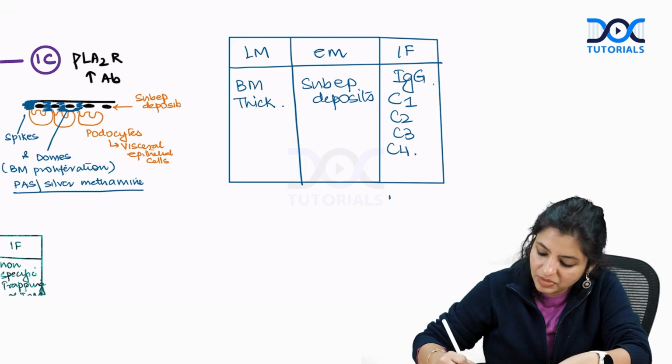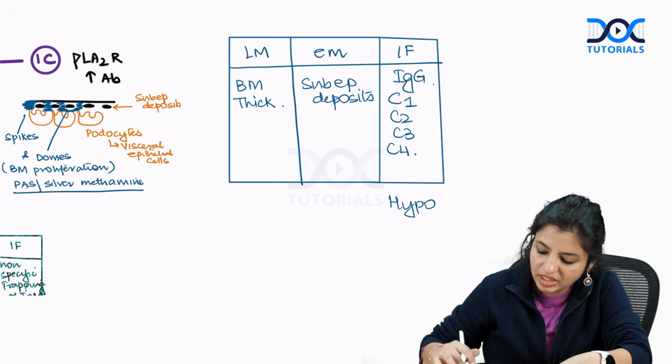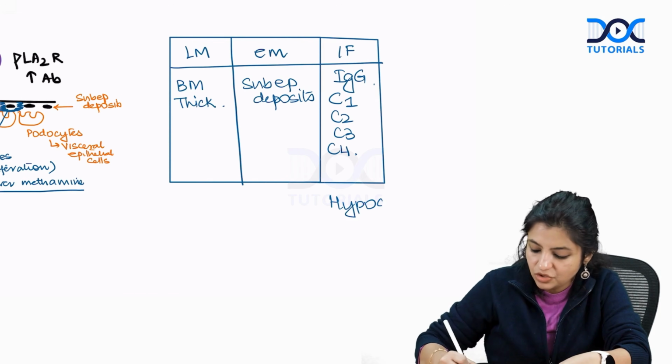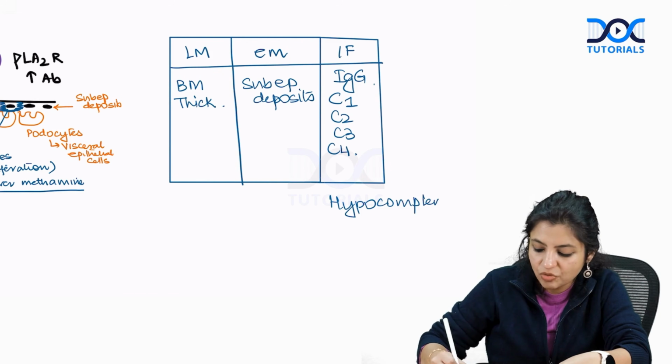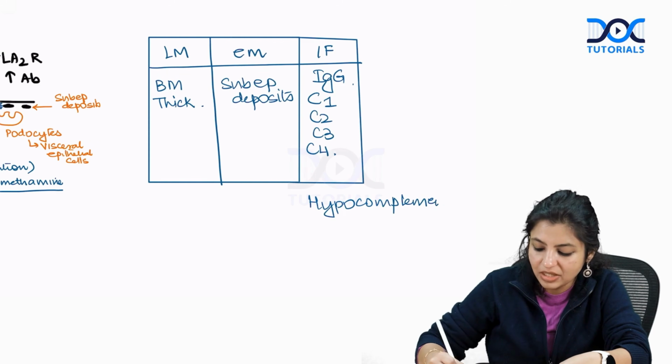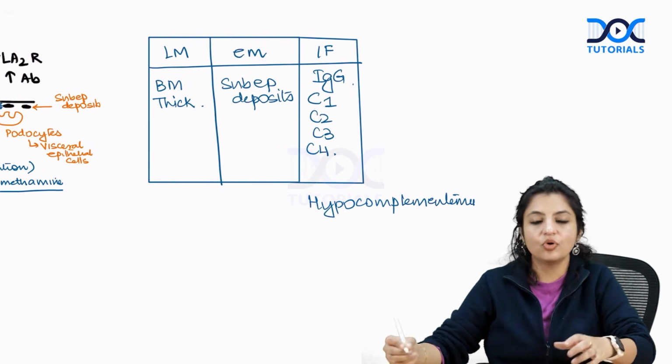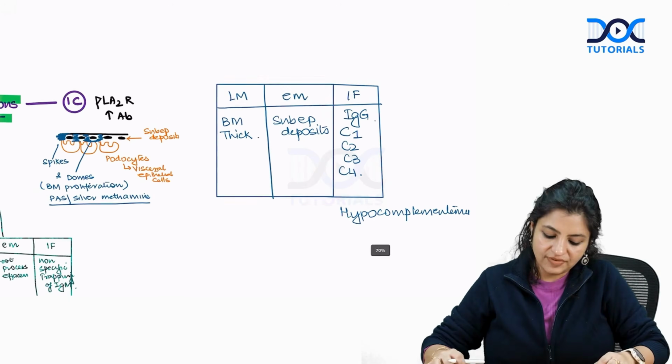So this patient typically presents with hypocomplementemia. Very simple question: which nephrotic syndrome presents with hypocomplementemia? It is minimal change disease, hypocomplementemia. Is everybody clear with this?